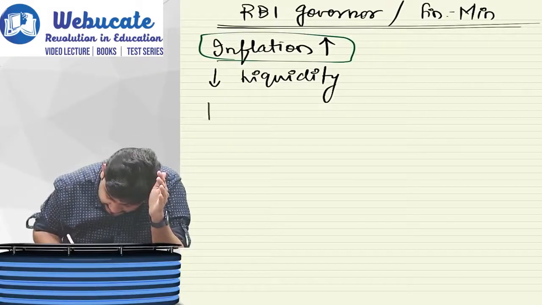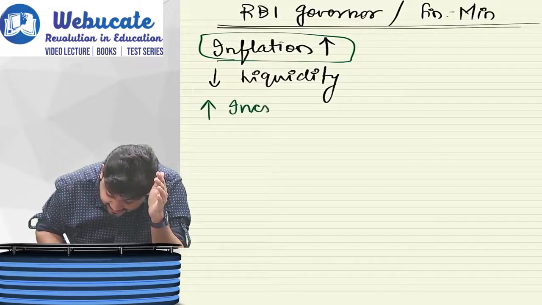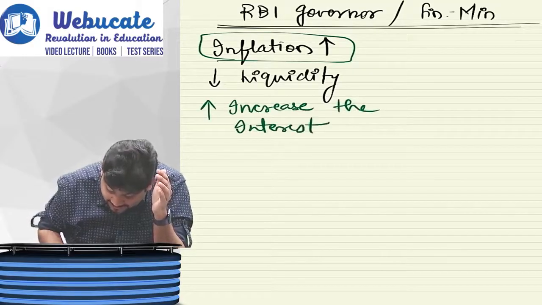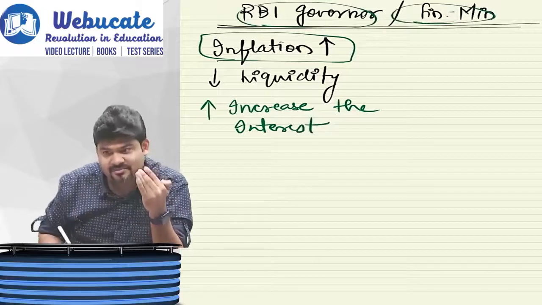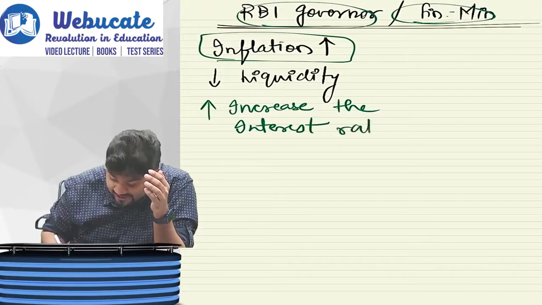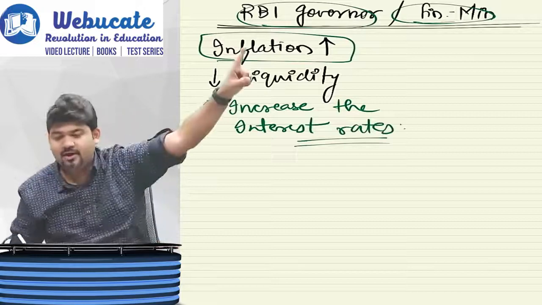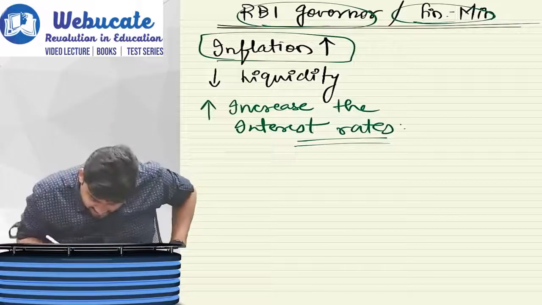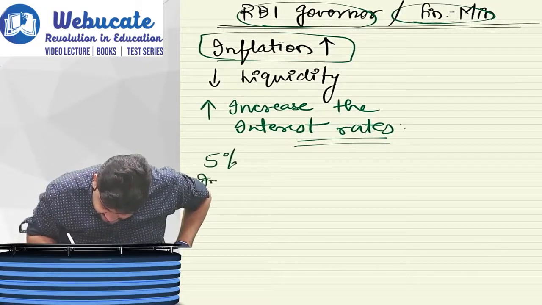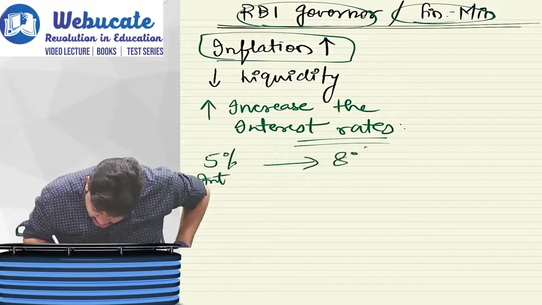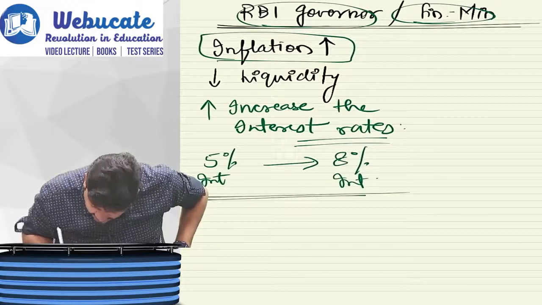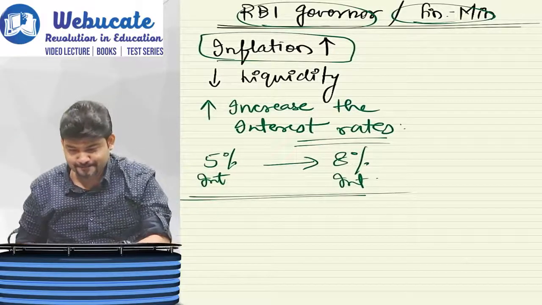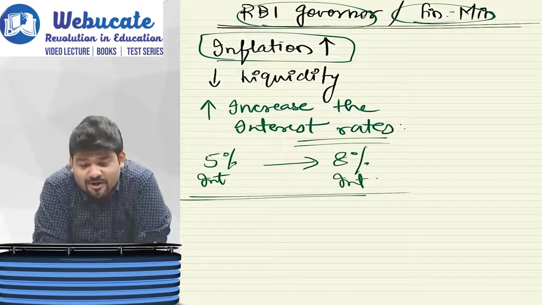And all of you have given the correct answer. I can increase the interest rates. You are the governor, you are the finance minister. You will increase the interest rates all over India of all the banks. Now, if you want to take a loan, previously the loan was available at 5% interest. Now we have increased the interest to 8%. Will you take the loan now or not?